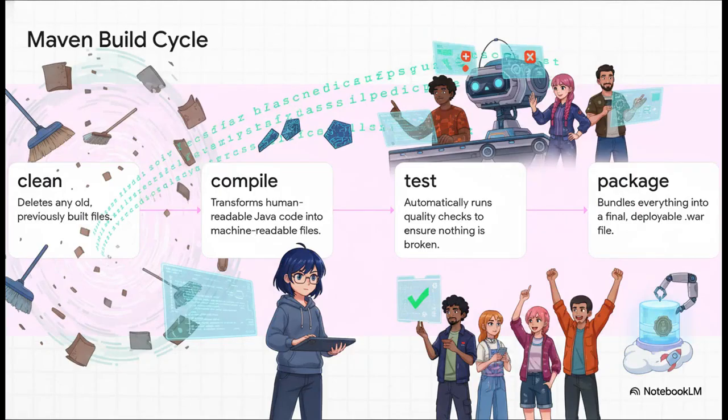And here's the cool part. A developer just types one simple command, mvn clean package. That's it, and that kicks off the whole assembly line. First, clean gets rid of any old junk from previous builds. Then, compile turns the human-readable Java code into code the machine can understand. Next, test runs a bunch of automated checks to make sure nothing's broken. And finally, package bundles it all up into one finished product.